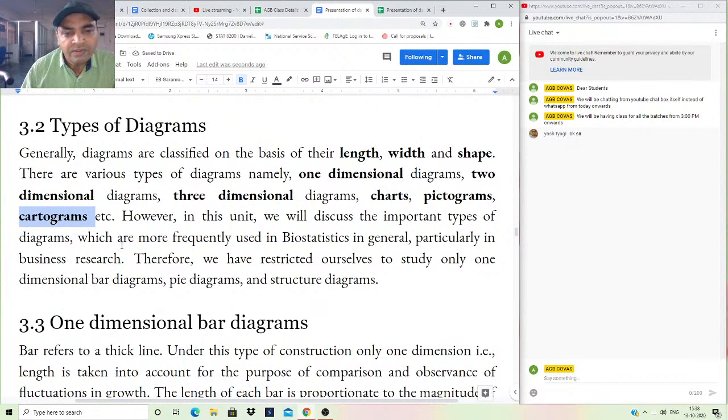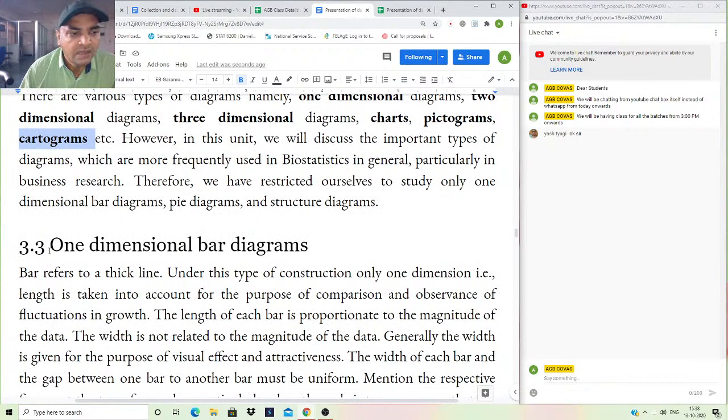But however, we will be discussing here only the important types, which are most frequently being used in biostatistics. So particularly biostatistics and particularly in business research. So therefore, we have restricted ourselves to one-dimensional bar diagrams, pie diagrams, and structure diagrams. Okay. So we will be studying in this chapter the one-dimensional bar diagrams, pie diagrams, and structural diagrams.